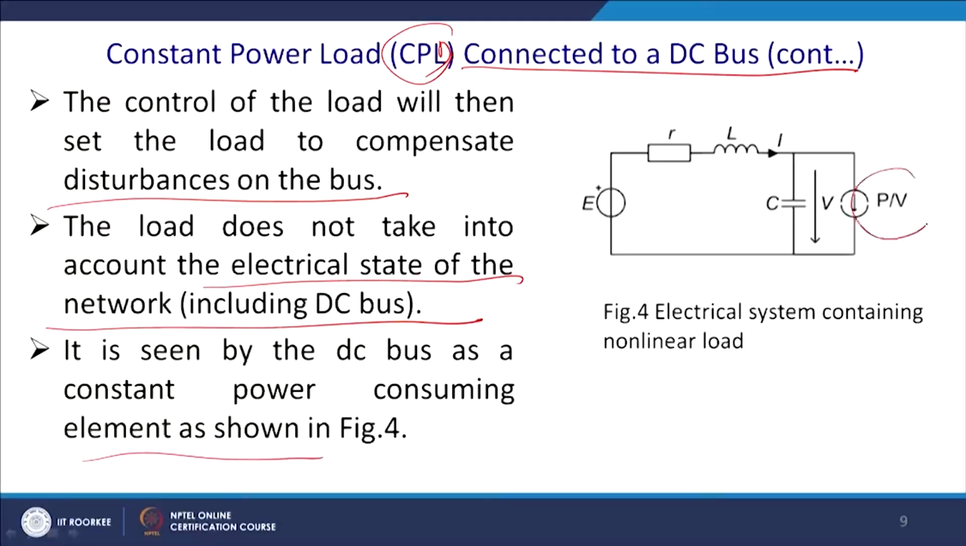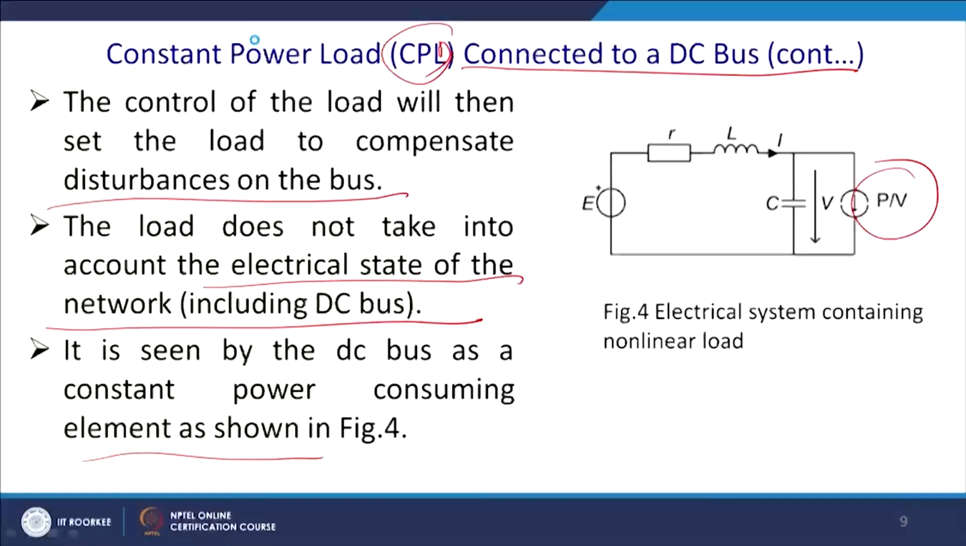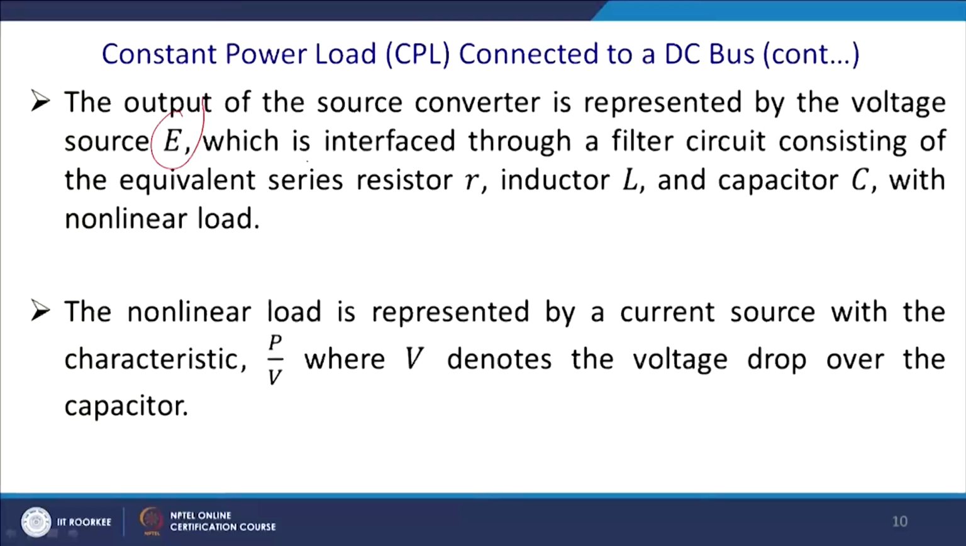So, it is just P by V. P is constant. So, this is the electrical system containing a nonlinear load, and the output of the source converter is represented by the voltage source E here, please refer back to the figure. This output of the source converter is considered as a voltage source, E, which interfaces with the filter circuit. Mostly you may have high frequency ripples because of the switching, and you have to eliminate those ripples, using the equivalent series resistors, the inductor and the capacitor, with the nonlinear load.